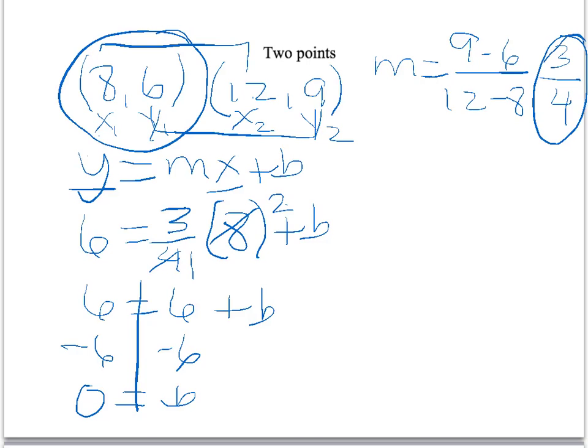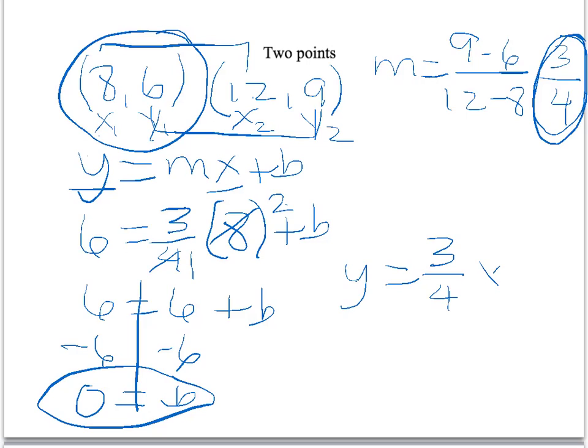So I now know my slope. I know my y-intercept. And I can put it in slope-intercept form. So I get y equals 3 over 4 x plus 0. Now, it's not necessary to write that plus 0. So my equation is y equals 3 over 4 x.